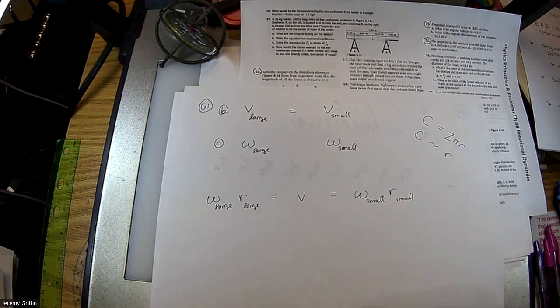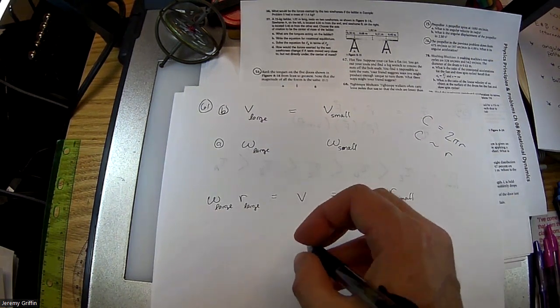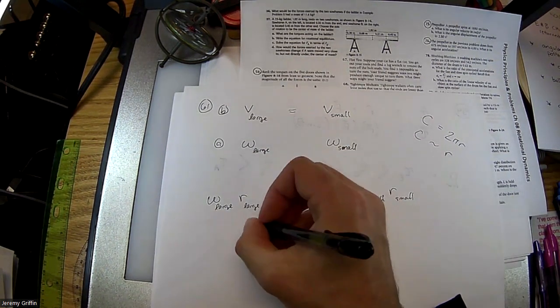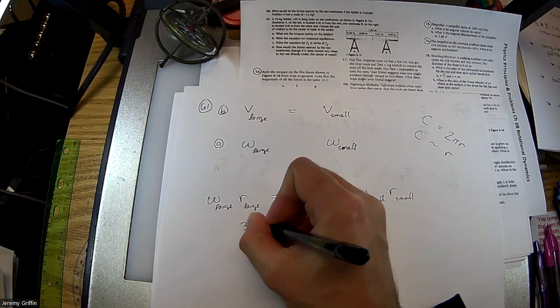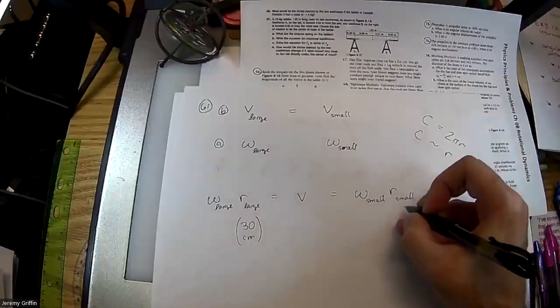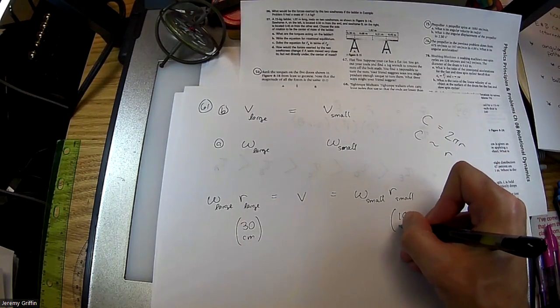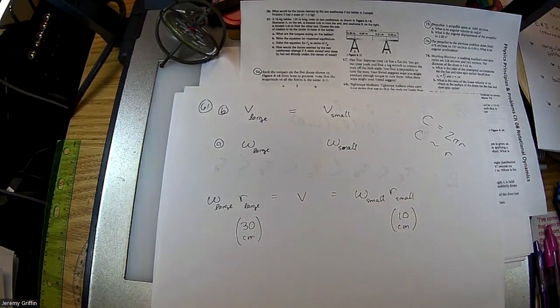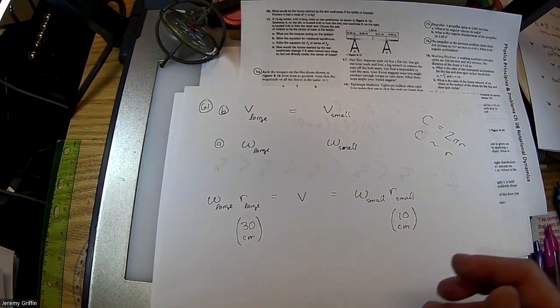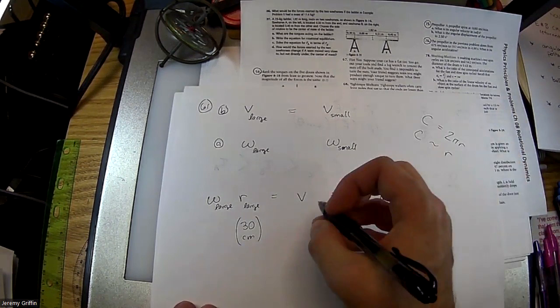Okay, let's do a numerical example. Let's say the large one has a radius of 30 centimeters, and the small one has a radius of 10 centimeters. I'm just making up numbers for the example, but that's a good thing to do. If you ever have an abstract problem in terms of general variables and you can get it, that's awesome. But if you need to pop in some numbers and play around with it, then go ahead and do that too.